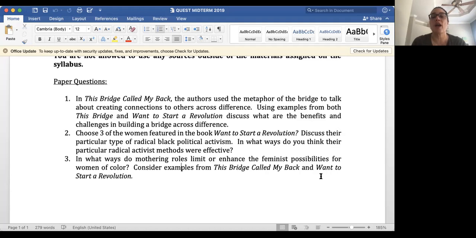So in this question, you have to choose one side or the other. Do you think mothering roles limit feminist possibilities, or do you think they enhance the feminist possibilities? Okay, so don't talk about both. Here, the question is really making you choose one argument and then use the rest of the paper to show evidence for your argument, to prove your argument with examples from the reading.